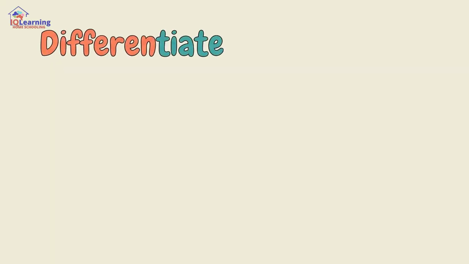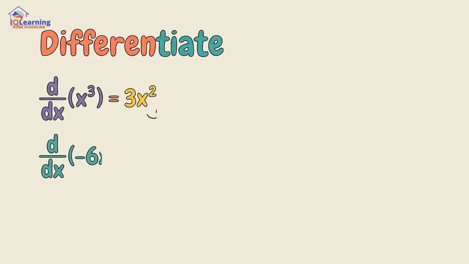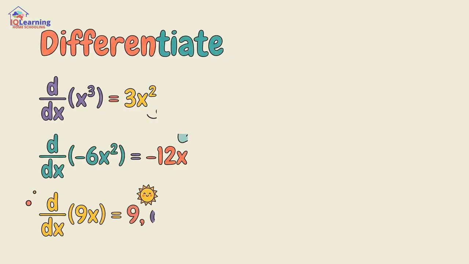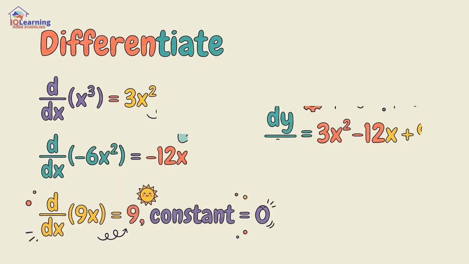So first, we differentiate. The derivative of x cubed is 3x squared. The derivative of minus 6x squared is minus 12x. The derivative of 9x is 9. And the derivative of a constant like 2 is 0, because constants do not change. So dy by dx equals 3x squared minus 12x plus 9.